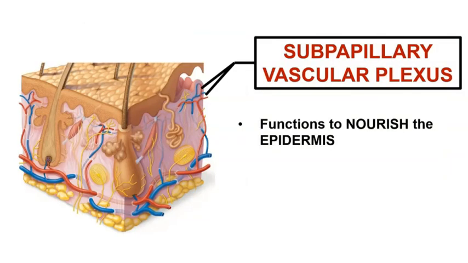As I mentioned, we also have a very extensive network of blood vessels located in the papillary dermis. The areolar connective tissue that makes up the papillary dermis has an extensive network that's collectively referred to as the subpapillary vascular plexus. I don't know if we've introduced the term plexus yet, but it basically just means a network.